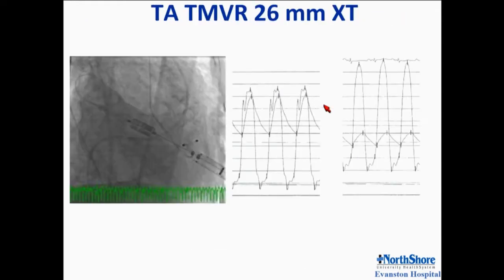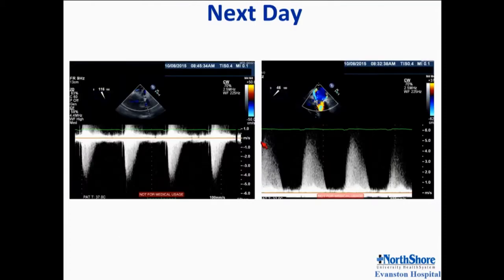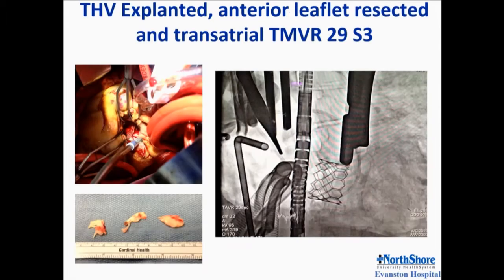So it does work. And I want to show this case. This is the one that had the recurrent LVOT gradient. This is at baseline, this is post-DMVR, and after ablation, it got much better. The patient was hemodynamically stable overnight. But the next day, the gradient came back, and on echo, our echo doctors told us there was a septal edema from the rebound effect that you may see sometimes.